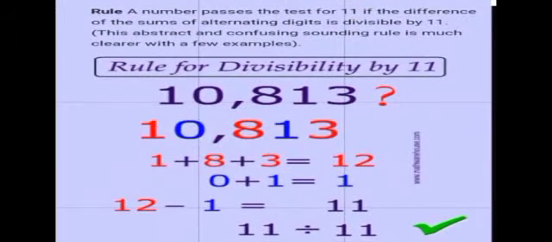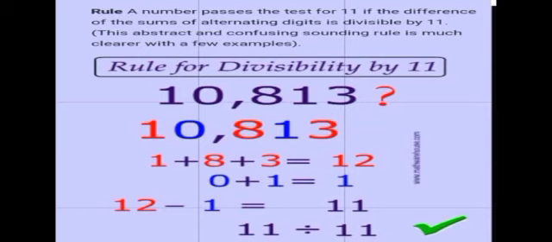Okay students, finally the rule for divisibility by 11. The rule is that a number passes the test for 11 if the difference of the sums of alternating digits is divisible by 11. This abstract and confusing sounding rule is much clearer with a few examples. So let's take an example.